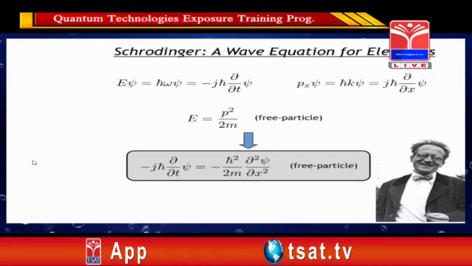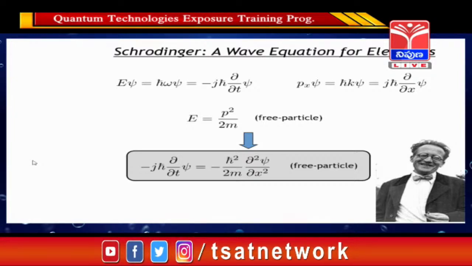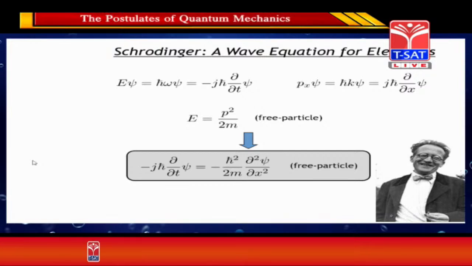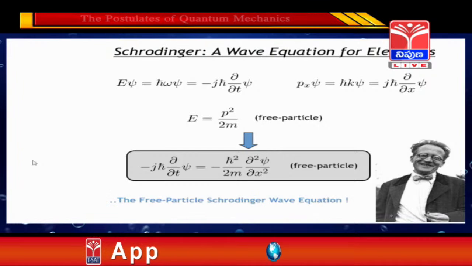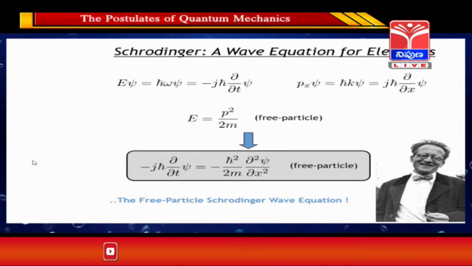So this is one equation that can govern the quantum particle associated with the wave function xi. This is the one-dimensional Schrodinger wave equation for a free particle.